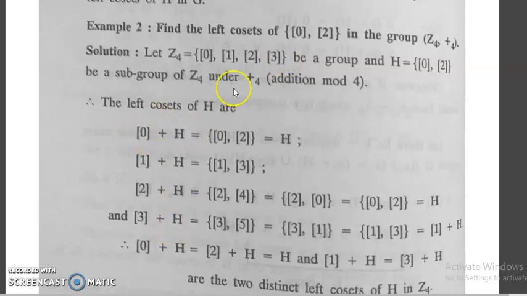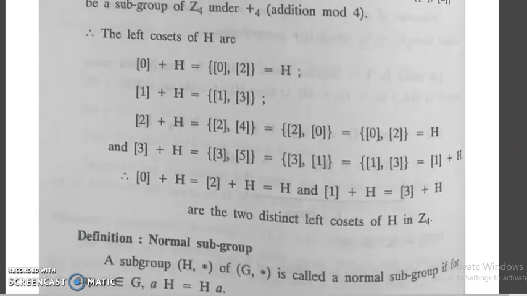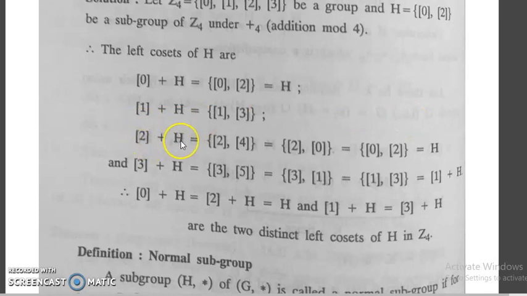So what is 0 + H? If you add 0, you get H itself. When you take 1 + H, you increase by 1: 0 plus 1 is 1, 2 plus 1 is 3. So you get {1, 3}. Now 2 + H: you increase by 2. 2 plus 0 is 2, 2 plus 2 is 4. So you get {2, 4}. Whenever you take 4, it is addition modulo 4, so 4 should be considered as 0.